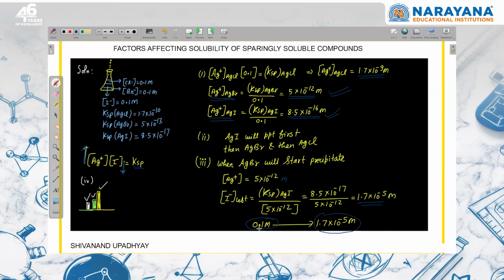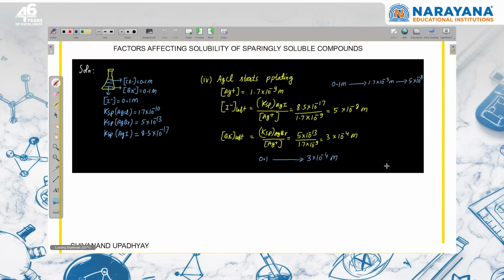If they are asking what is the percentage of I minus ion left, we should write 1.7 into 10 to the power minus 5, this is the amount left, divided by the initial amount, 0.1, into 100. If we simplify, this value will be 1.7 into 10 to the power minus 2, so 0.017. So we'll say we cannot do preferential precipitation, because if 0.01 were left, then we could say we can separate them, but it is greater, so we cannot separate them.